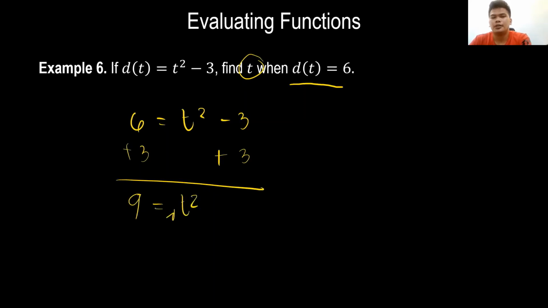Then get the square root of both sides to solve for t. And we have t is equal to positive and negative 3. So that means the value of t is negative 3 and positive 3. So there you go. So that's how we are going to evaluate functions.